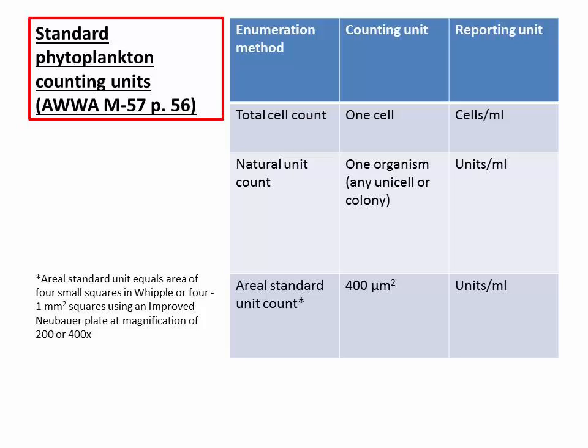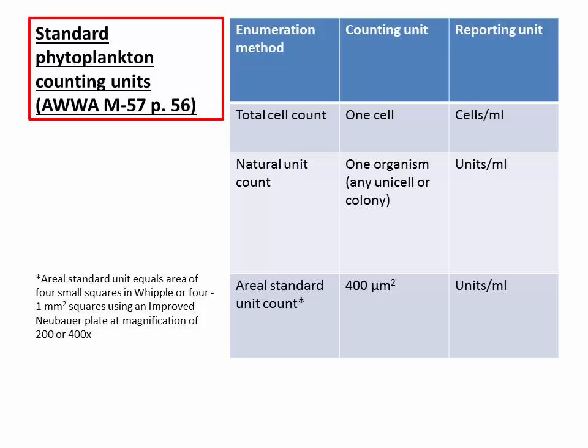Out of the standard phytoplankton counting information that's in the AWWA manual right here, there's a little table, and they summarize this as follows. The enumeration method: total cell counts, natural unit counts. The counting unit for total cell count would be the cell. The natural unit would be the organism, or in other words, if it's a single cell, that is the natural unit. But if it's a colony, it's the colony that's the natural unit. The reporting units would be cells per mil and units per mil.